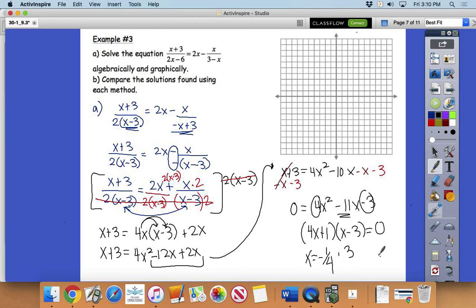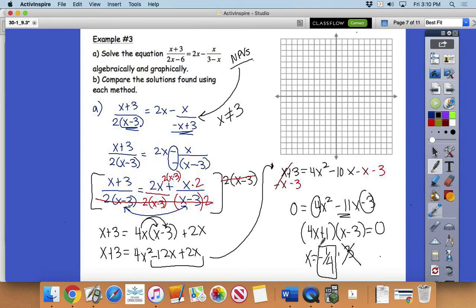Now, if we look back at our original question, what are our NPVs? It's always best to look at them when they're in factored form, and in this case, x is not allowed to be 3. So our answer of 3 is not allowed. That is an extraneous solution, which means that the only possible solution is -1/4.